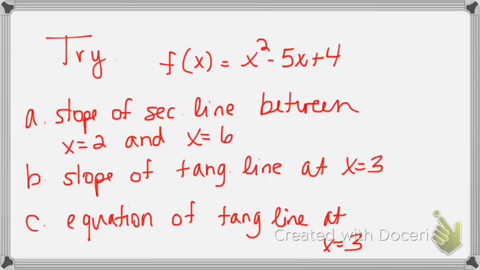Alright, so here's your try problem. I gave you an f of x formula. I want you to find the slope of the secant line between x equals 2 and 6, the slope of the tangent line at x equals 3, and the equation of the tangent line at x equals 3.